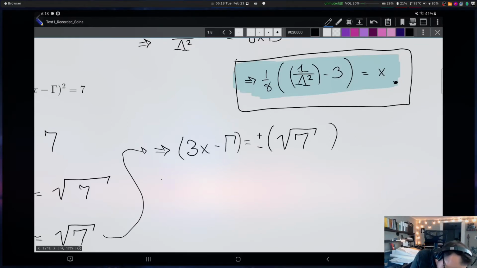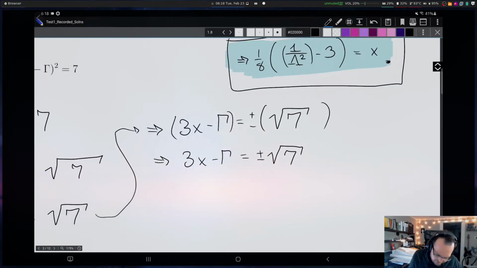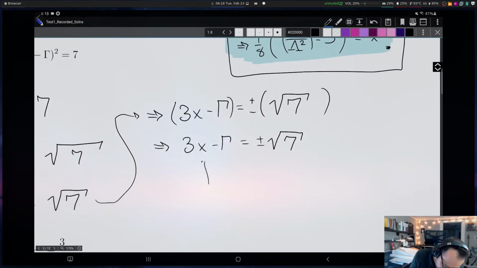Okay, so just rewriting this, I'm not going to do anything in this next step. So 3x minus gamma is equal to plus or minus root 7. Okay, and now I'm pretty much home free. I'm back to just doing arithmetic operations, so multiplying, dividing, subtracting, adding, that kind of stuff.